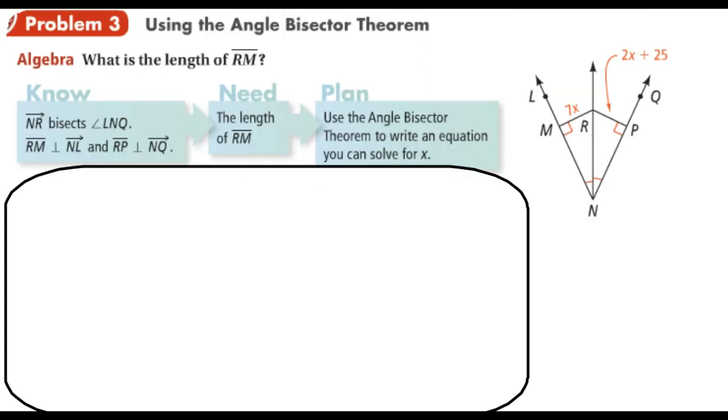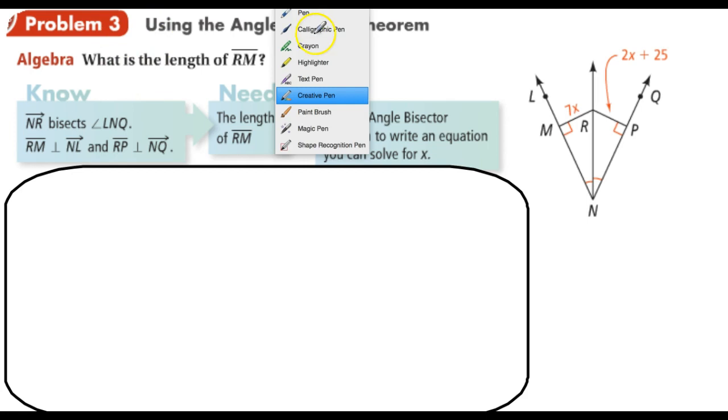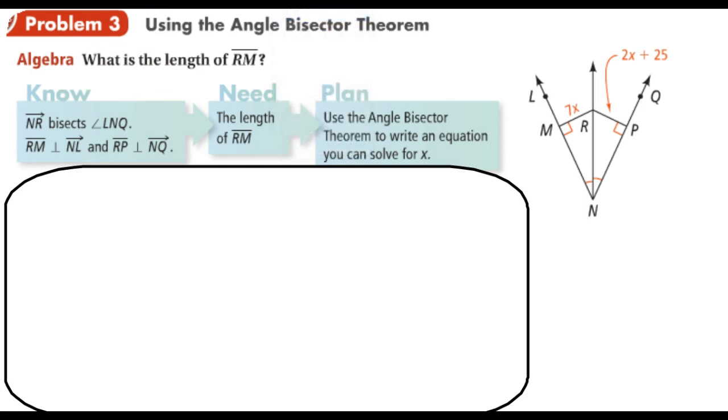So let's try out this problem. I want you to pause the video and see if you can work these problems out. Alright, so if you're looking at the diagram, we know that this is perpendicular, and I know that ray NR is bisecting angle MNP. So that means that point R right here must be the same distance away from this side of the angle as it is from this side. So RM must equal RP. And so now I can set these equal.